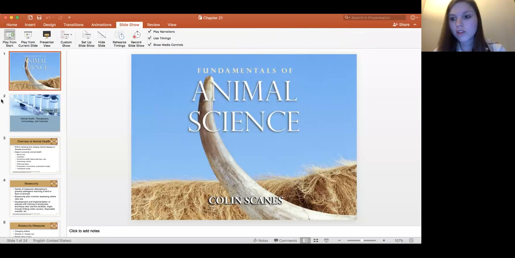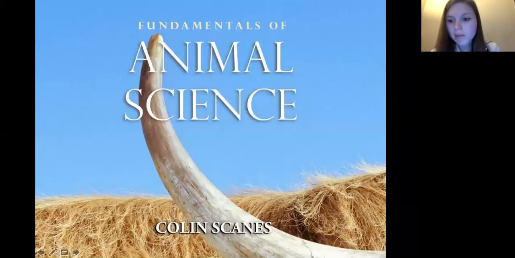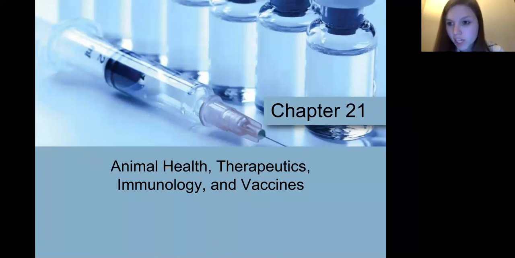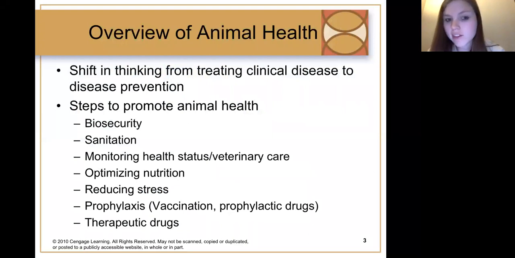So the last chapter that we talked about was chapter 21. We talked a little bit more about animal health, therapeutics, immunology, and vaccines. Like I said, there's been a shift in thinking from treating clinical disease to disease prevention. So there are a lot of different steps to promote animal health.